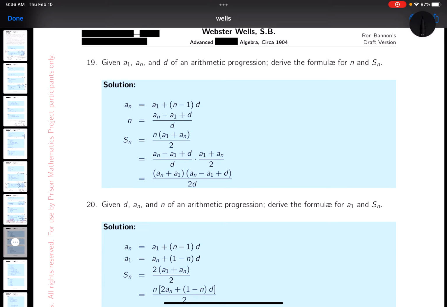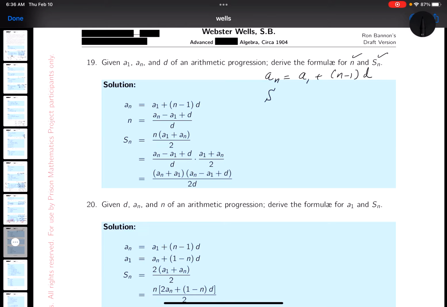Again, a lot of manipulation of the two formulas. Let me write the two formulas again down for you. One of the formulas is an = a1 + (n - 1)d. And you're looking for a formula for n and a formula for Sn, all right? So let me write Sn down too, okay?